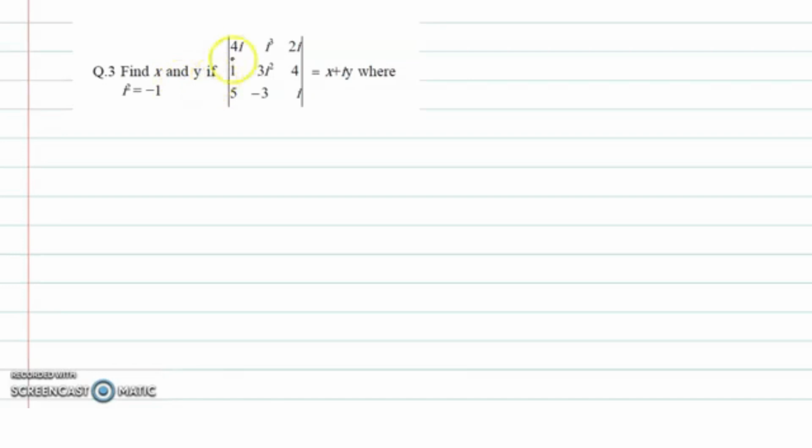Find x and y if determinant of 4i, i cube, 2i, 1, 3i square, 4, 5, minus 3i is equal to x plus iy. अब यहाँ पर i cube टर्म है और यहाँ पर i square है. Now we know that i square is equal to -1. तो ये वाले i square को हम -1 से रिप्लेस कर सकते हैं. और जो i cube है, this could be split as i square into i, यानी -1 into i, that becomes -i. तो ये दो वैल्यूज हम यहाँ पर रिप्लेस कर देते हैं.